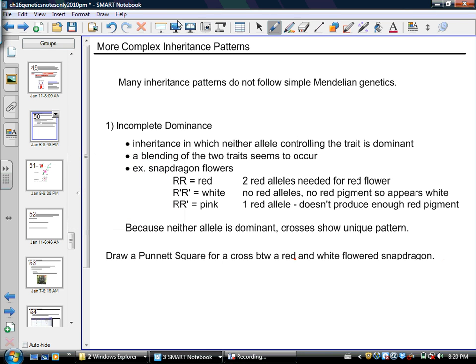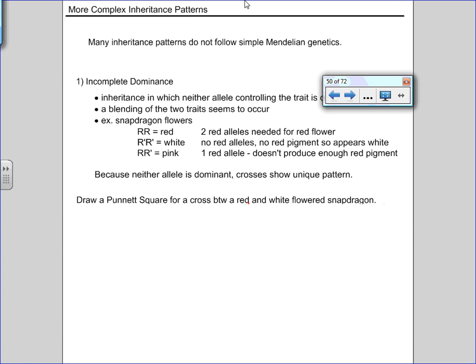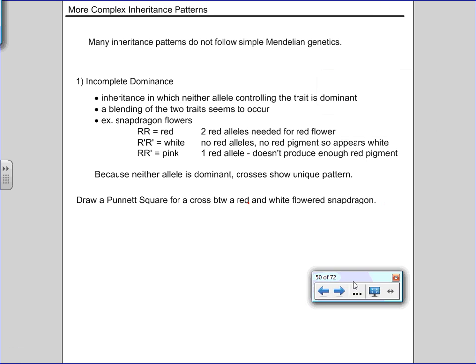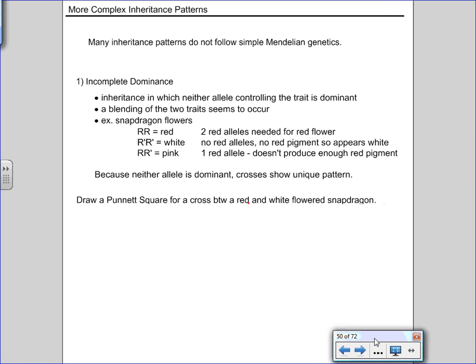Okay, I'm not sure if this is Monday or Tuesday that you'll be watching this one, but we're going to start looking at more complex inheritance patterns. So these slides are on another sheet. There should be a handout on the front bench that deals with these ones. Okay, we're into the last section for this chapter.